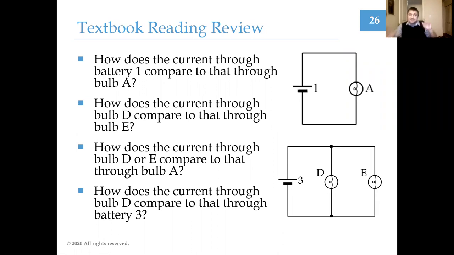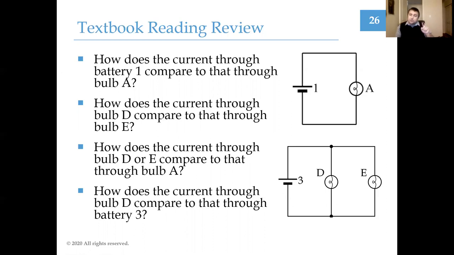So let's put some numbers behind this, all right? Let's say I have 1 amp of current that is passing through A and is therefore passing through battery one. We motivated here that if 1 amp of current flows through A, 1 amp of current is also going to flow through D. If 1 amp of current flows through D, this means 1 amp of current flows through E. This means that one amp meets up at the junction with another one amp. This means that battery three is carrying and pushing out 2 amps into the circuit.